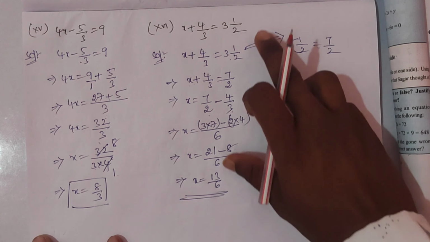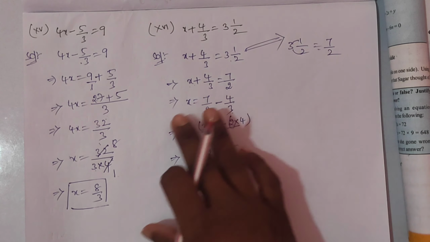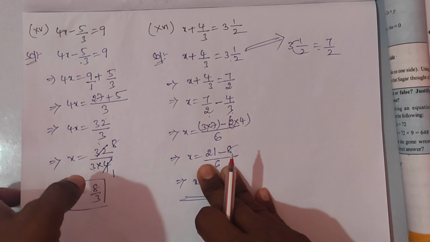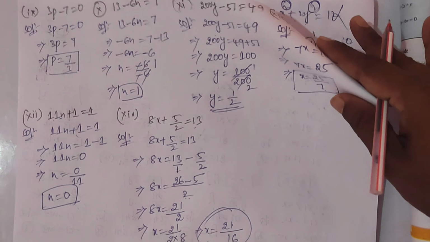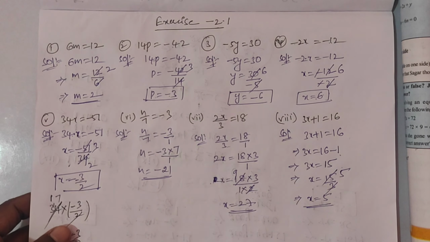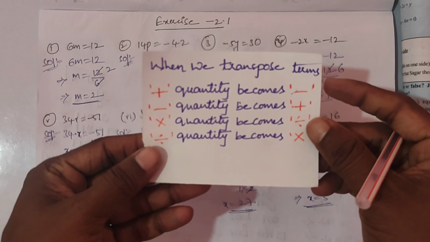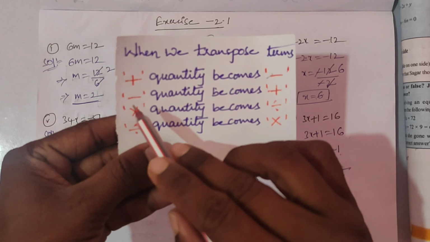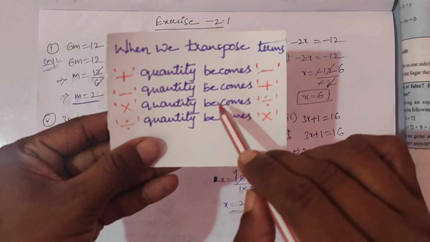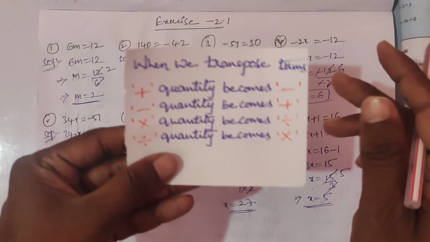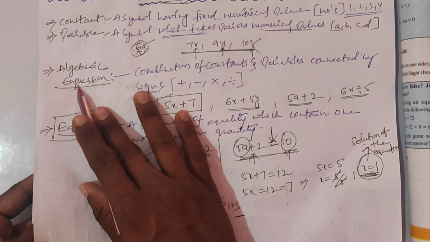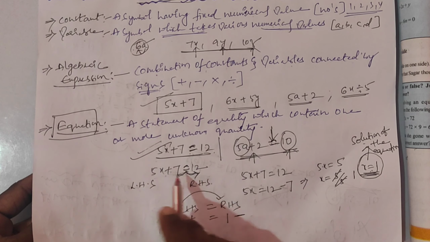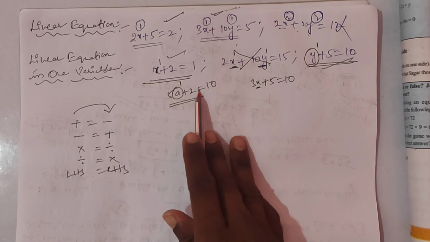Right, clear? So convert the mixed fraction to an improper fraction and consider the LCM, and you will get the answer. Okay, this is about exercise 2.1. So everything is about transposing. If you have to know how to transpose the terms: plus quantity becomes minus, minus quantity becomes plus, multiplication quantity becomes division, and division quantity becomes multiplication. And we saw the definitions. So here: constant, variable, algebraic expression, equation, and a linear equation in one variable.